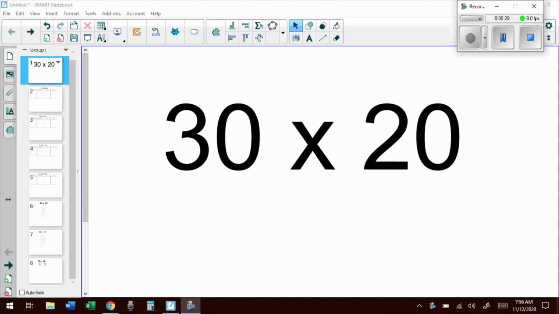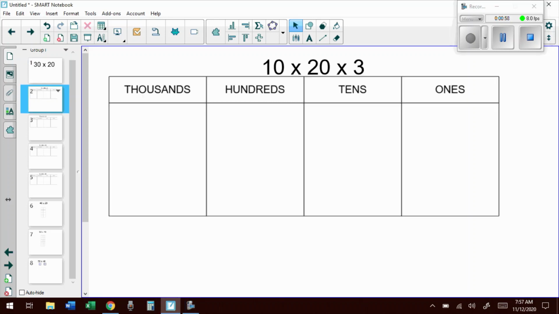There are many ways that you can approach this problem. But I'm going to show you 4 different ways, first with a place value chart, then 2 different ways with a table type setting, and then the way that I learned it and the way that you might be familiar with as well. The first way is you can break this apart into 10 times 20 times 3.